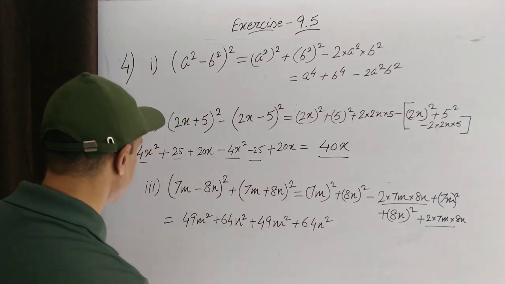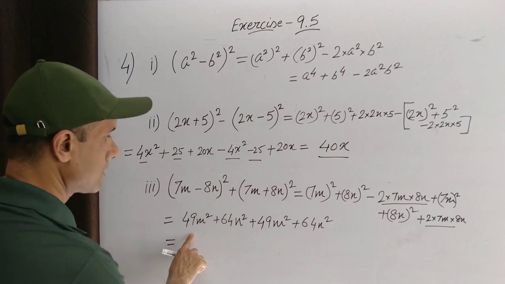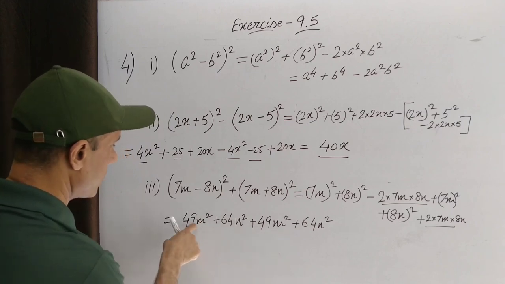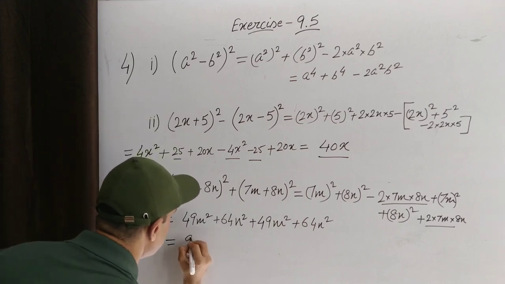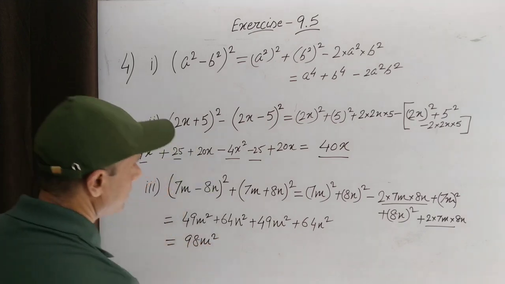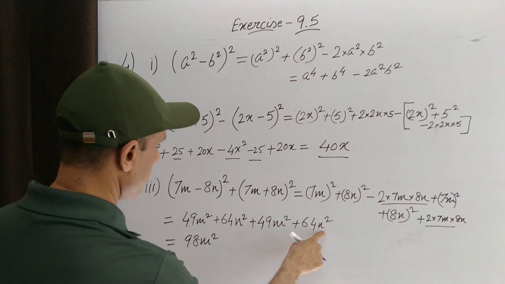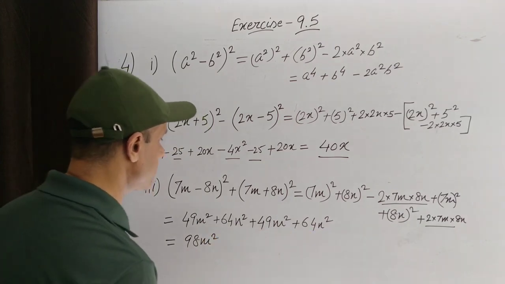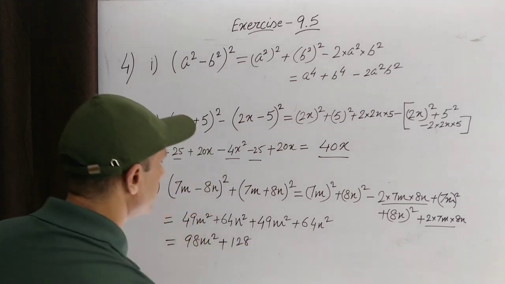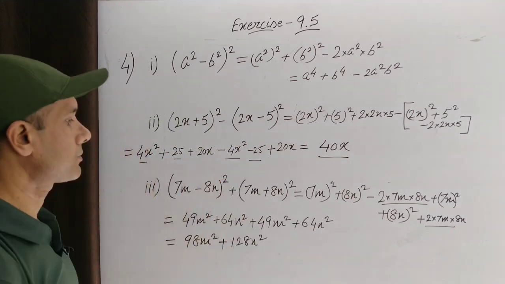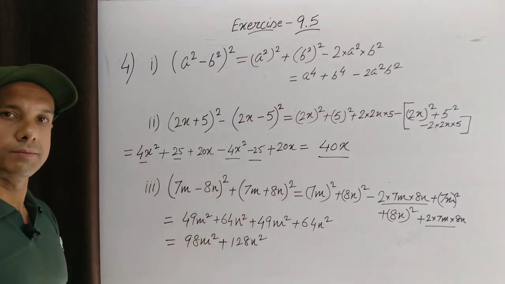Now we get the result as, this is m square, 49m square plus 49m square. So we have 98m square. This is 64n square plus 64n square. So we have here 128n square. Clear?